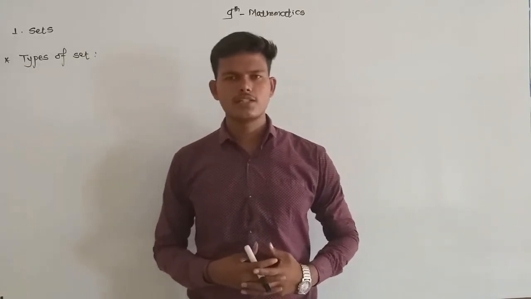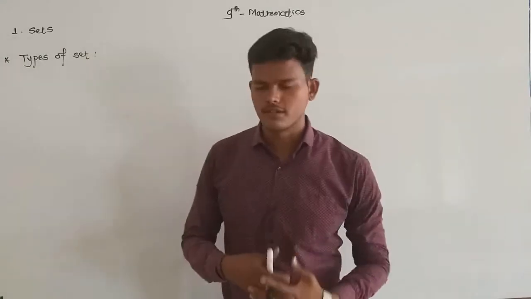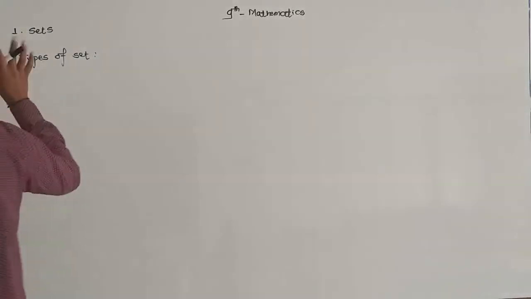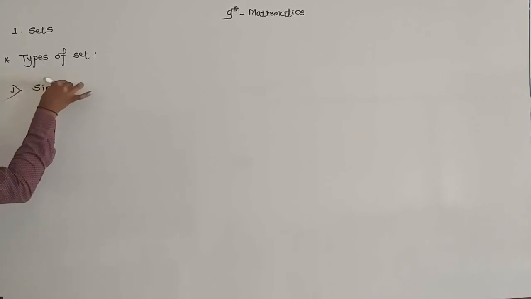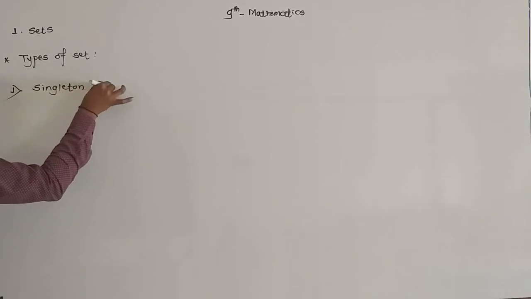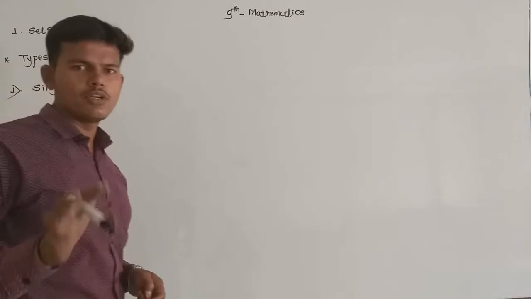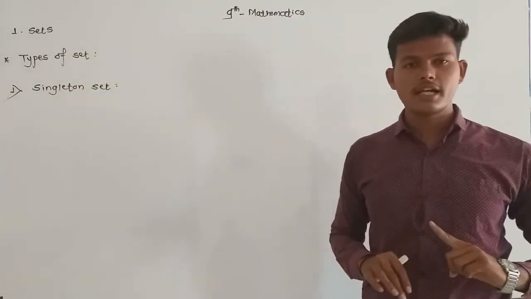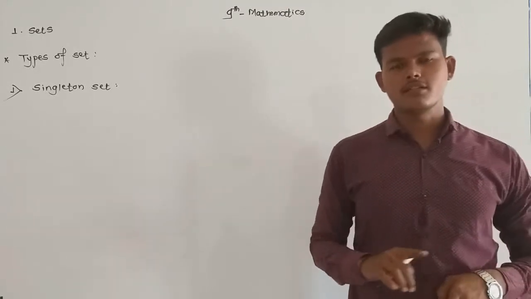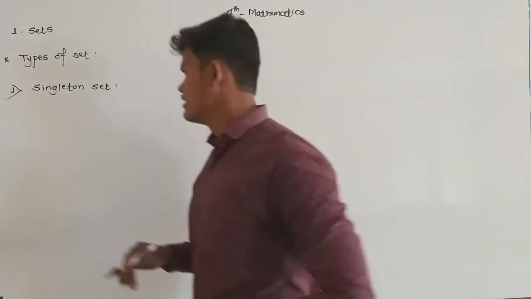So students, in today's lecture we are going to start our new topic, that is types of set. So basically there are four types of set. First one is singleton set. So what is singleton set? As the name suggests, singleton. Single means only one. That means a set consisting of only one element. If a set has only one element, then it's called a singleton set.